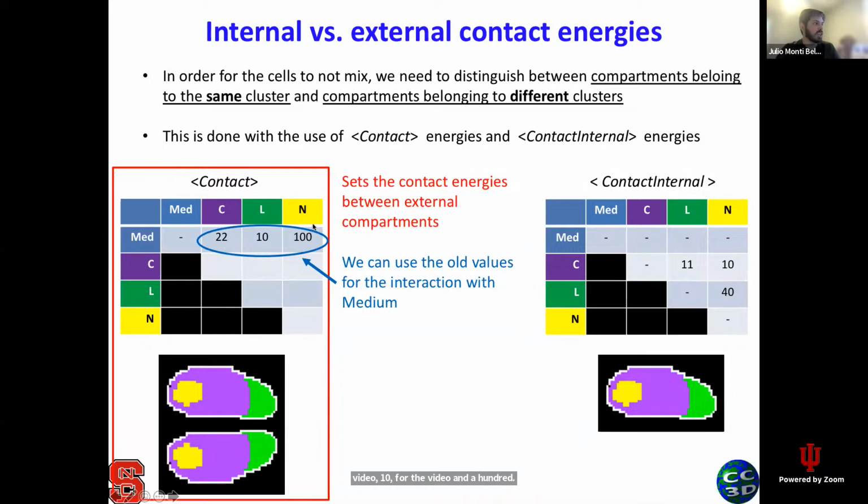Why did he use such a high energy here? Because he wants to ensure that the nucleus stays inside the cell and never touches the medium, because the nucleus has to be inside. So that's why he uses a very high energy here, and comparatively low contact energies for the other two, because those other two are supposed to be interacting with the external medium, okay? And now those other values here, okay?